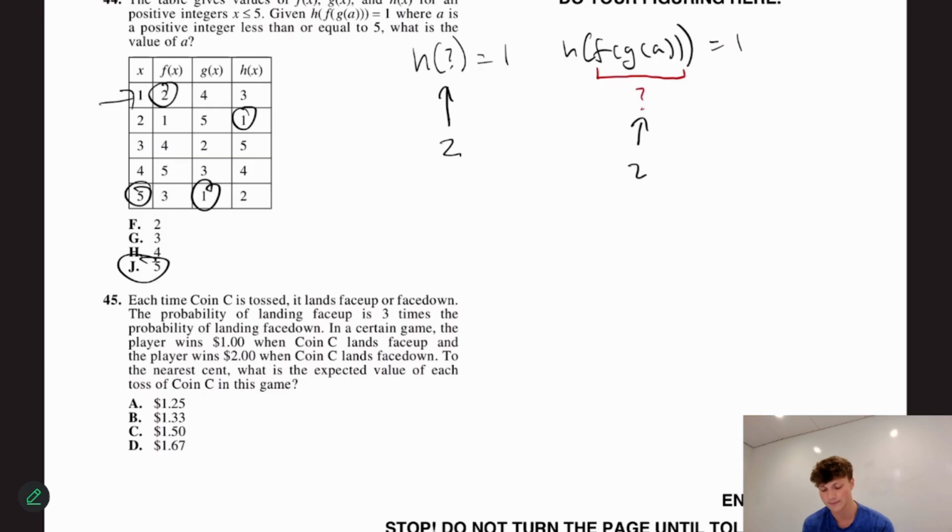Okay, each time coin C is tossed, it lands face up or face down. The probability of landing face up is 3 times the probability of landing face down. In a certain game, the player wins $1 if coin C lands face up, and the player wins $2 when coin C lands face down. To the nearest cent, what is the expected value of each coin toss of coin C in this game?